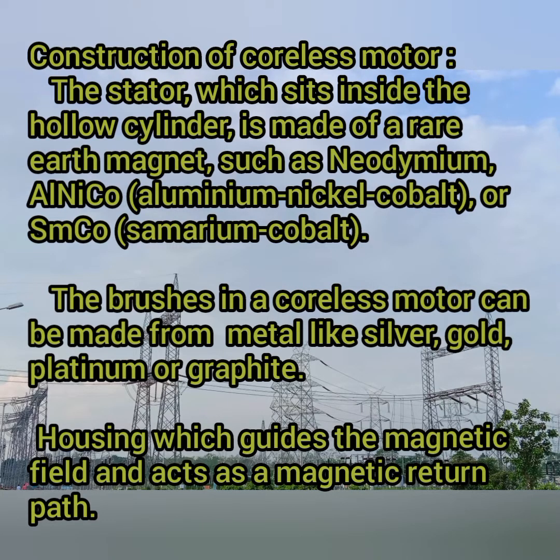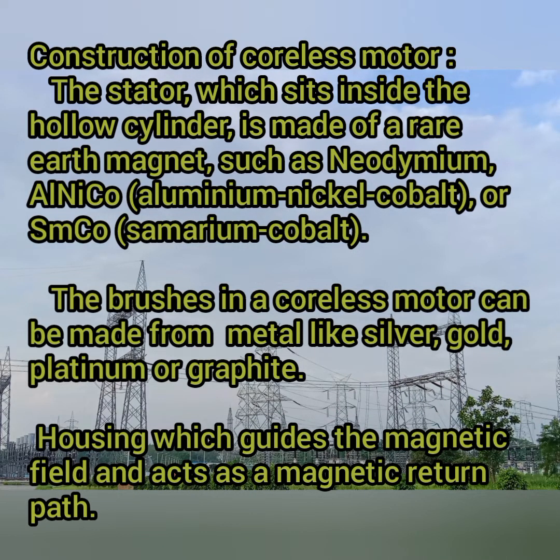Next, construction wise, the stator which sits inside the hollow cylinder is made up of a rare earth metal, which means your rare earth magnet, which is made up of neodymium, aluminum, nickel, cobalt, and samarium cobalt. Then the brushes in the coreless motor can be made up of a metal like silver, gold, platinum, or graphite. The housing guides the magnetic field and acts as a magnetic return path for your coreless motor.